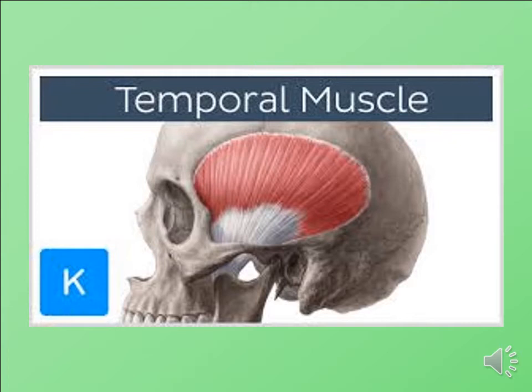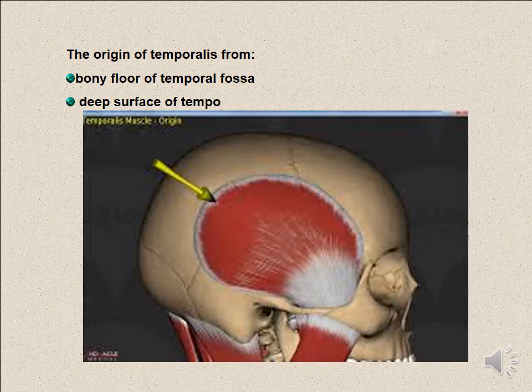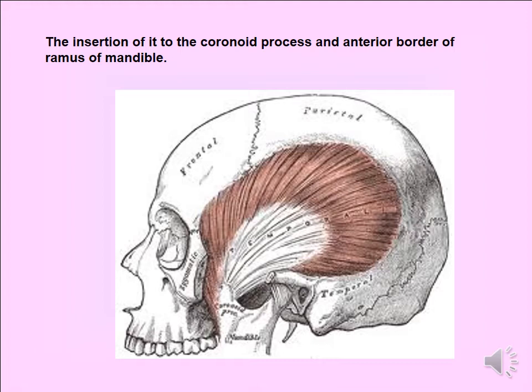The second muscle at the side of the head is the temporalis muscle. The origin of the temporalis muscle is again from 2 heads. First, the bony floor of the temporal fossa, which is the superficial one, and the deeper one from the surface of the temporal fascia. So its origin is from the bony part of the temporal fossa and the temporal fascia. It goes downward and inserts in the coronoid process and in the anterior border of the ramus of the mandible. So its fibers go downward either vertically or obliquely to the coronoid process and the anterior part of the ramus of the mandible.